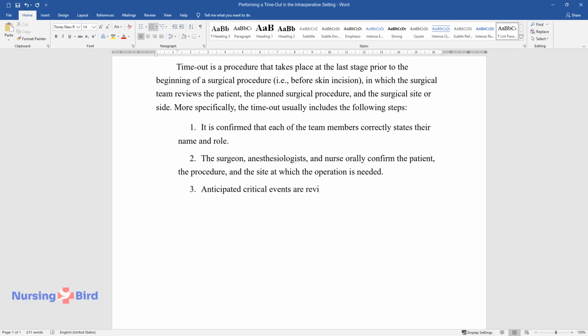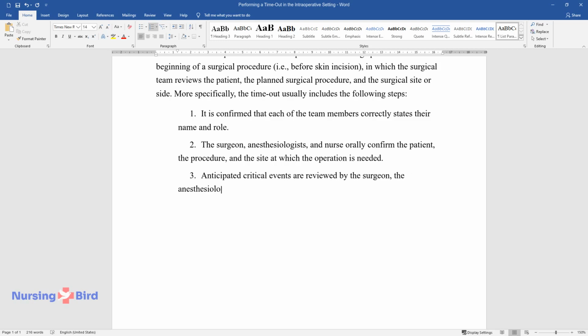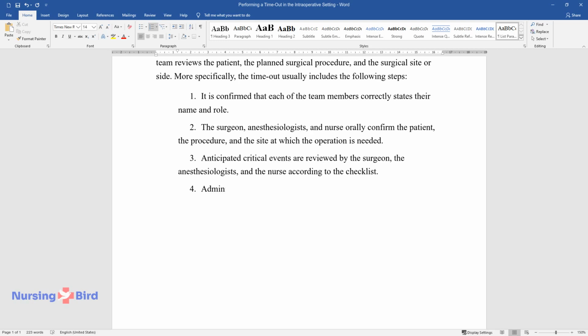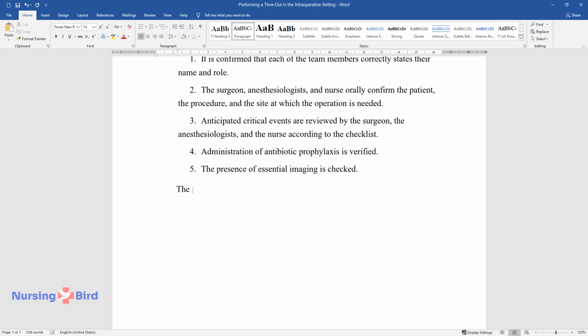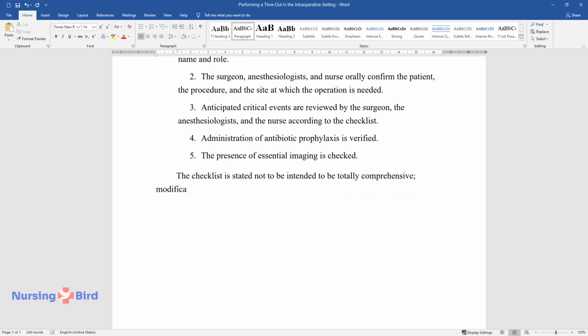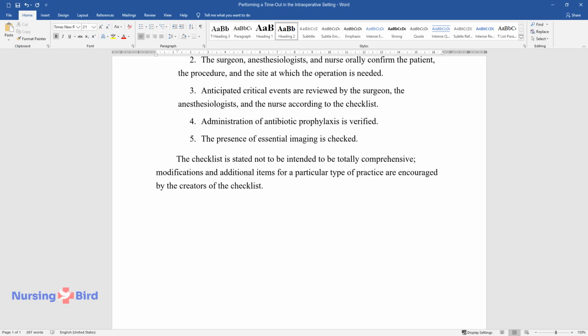Anticipated critical events are reviewed by the surgeon, the anesthesiologists, and the nurse according to the checklist. Administration of antibiotic prophylaxis is verified. The presence of essential imaging is checked. The checklist is stated not to be intended to be totally comprehensive. Modifications and additional items for a particular type of practice are encouraged by the creators of the checklist.